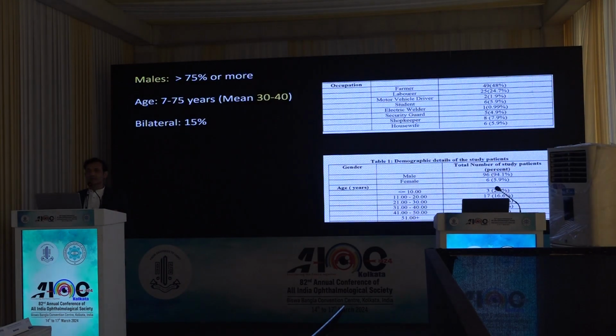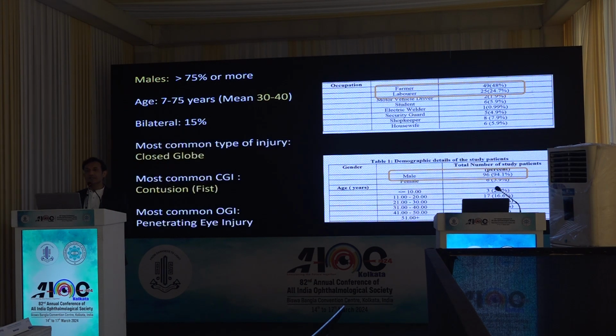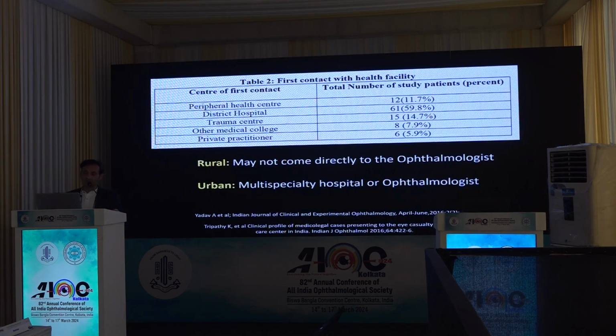So males are unfortunately 75%, and that's because almost all the cases are associated with some sort of an assault or injury, but the mean age can be as pediatric to about 75. And fortunately, it's only bilateral in 15%, 85% you're still dealing with one eye. The most common injury, at least from a legal perspective, is still a closed globe injury, but out of the open globe injury, penetrating eye trauma is most common. As you can see from a study from rural North India, farmers and laborers constitute more than 70% of cases, and males can go up as high as 90% plus.